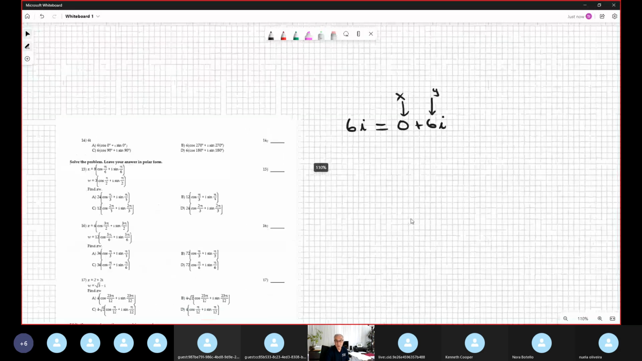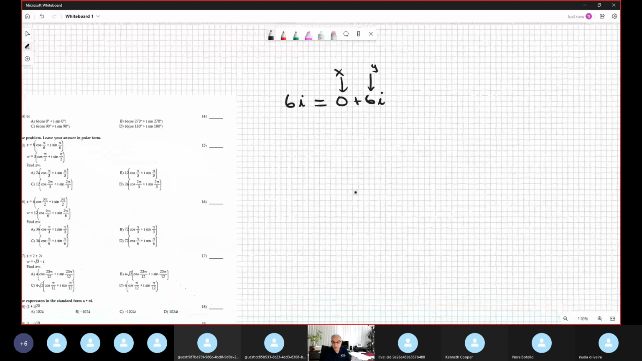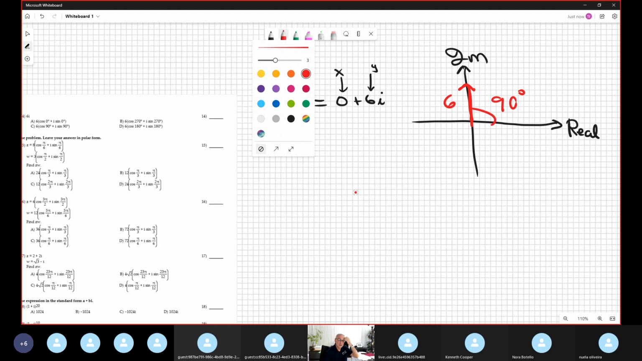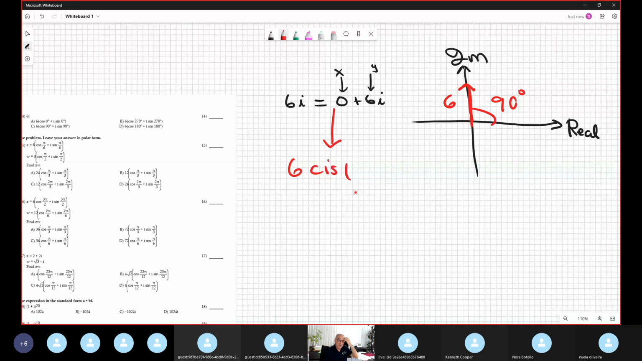Intuition. No mathematics, no formula, intuition. When it's quadrantal, this is the real axis, and this is the imaginary axis. And this number is in the imaginary part here, 6 units. The distance is 6. And the angle is 90 degrees. Makes sense, right? When you convert from this to this, we have 6 cosine I sine 90 degrees. Make sense? Yes.